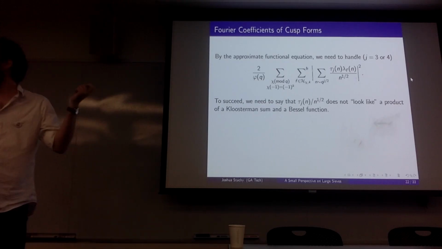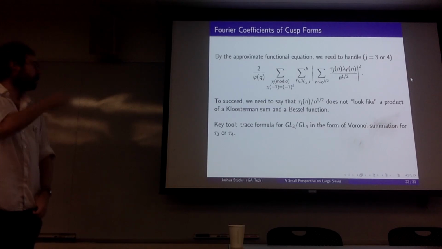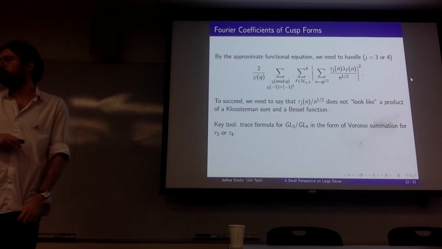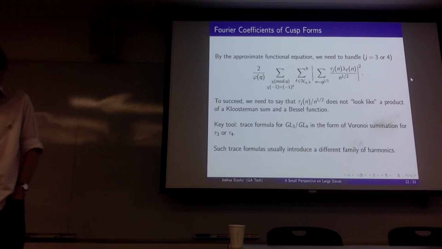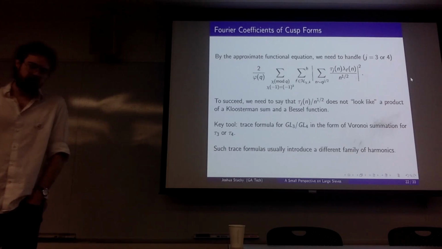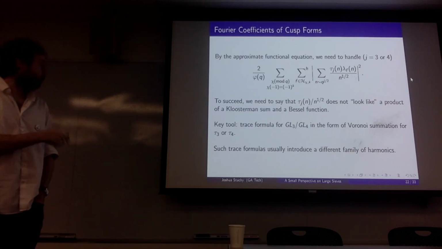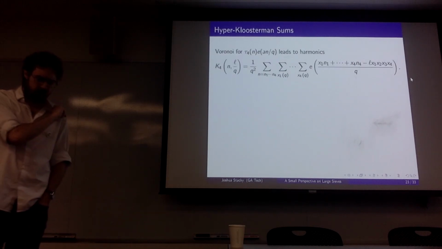Okay, well it shouldn't, but how do you actually say that? How do you actually prove this? And the key tool is you just use a trace formula, i.e. you apply Voronoi to tau 3 or tau 4. And these kinds of trace formulas will often introduce some different family of harmonics that you have to square with. So in our case, I'll just look at the case of GL4.